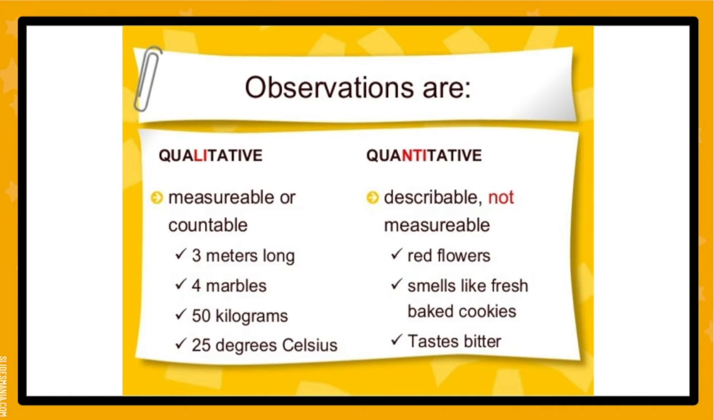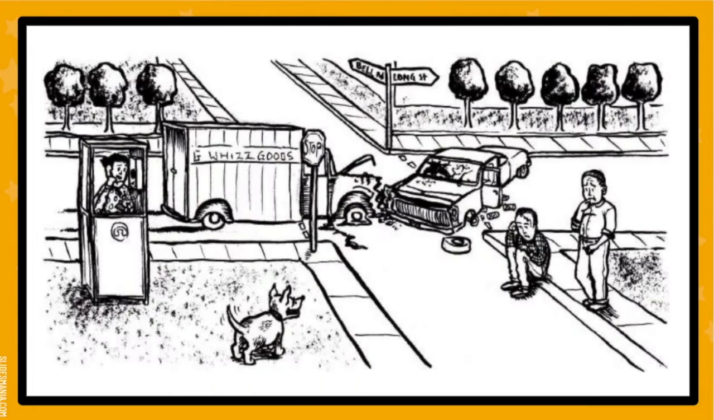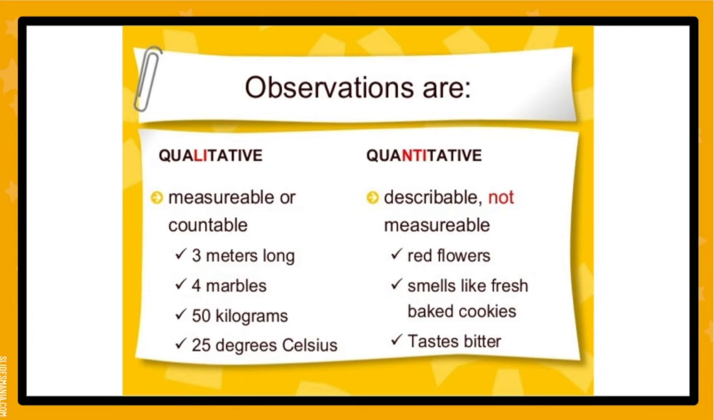Qualitative observations, again, are things that we can measure and we can count. In this picture, a qualitative observation we can make is that there are 8 trees in the back. There is 1 dog. All of these numbers are qualitative observations. Second, quantitative observation is something they can describe.